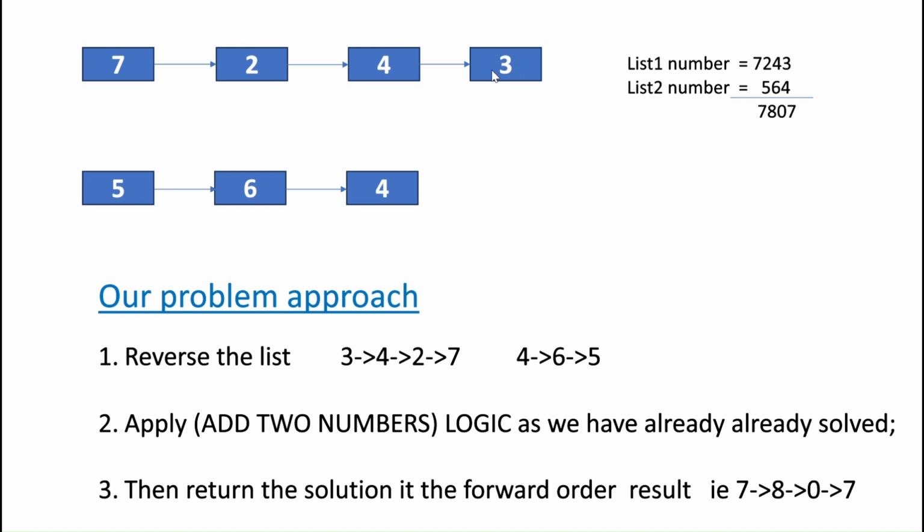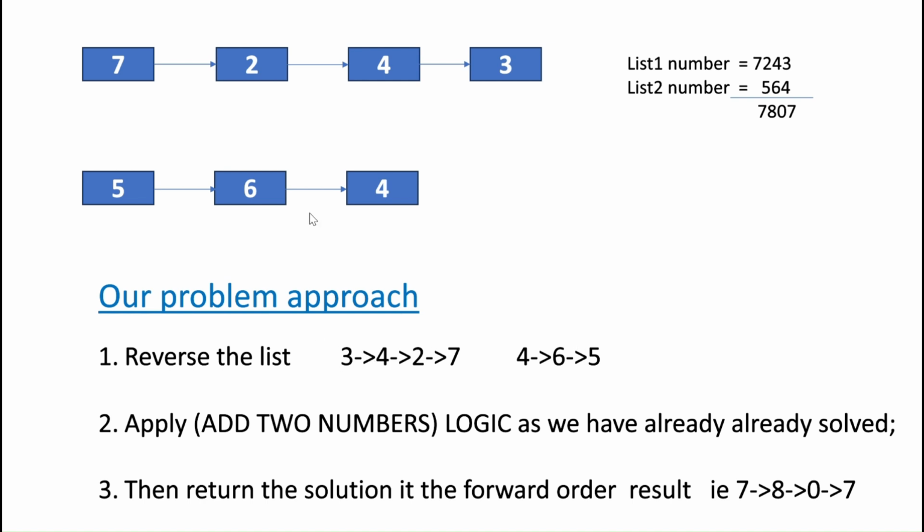In a linked list, we cannot keep track of the previous node when we are at this place. So we simply reverse our lists. Both the lists are going to be reversed. 7 2 4 3 is going to become 3 4 2 7, and similarly this is also going to become 4 6 5.